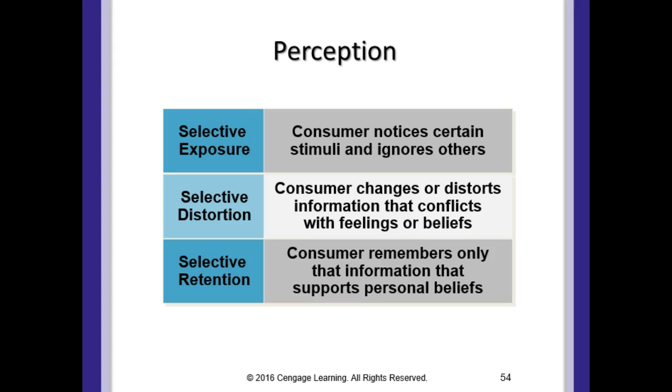All right, this slide, very important, very, very important. Please be aware of these three different perceptions that people can have. Also understand that people cannot perceive every single stimulus in the environment. It's just not possible. So they will use selective exposure, selective distortion, or selective retention to decide which stimuli to notice, which ones to ignore.